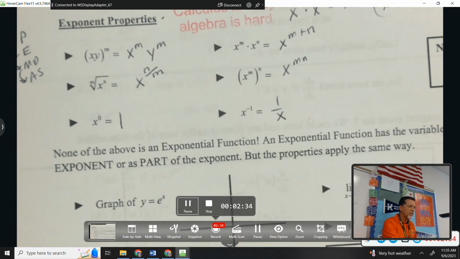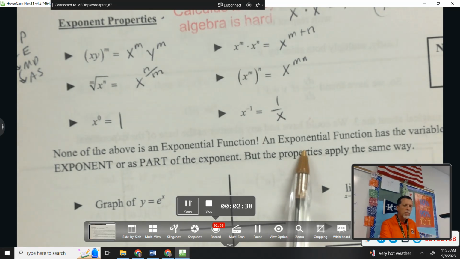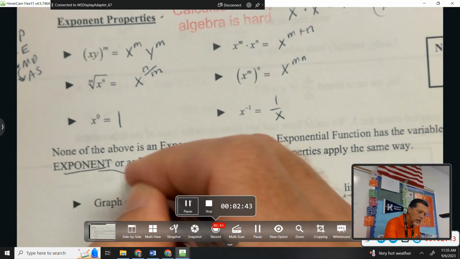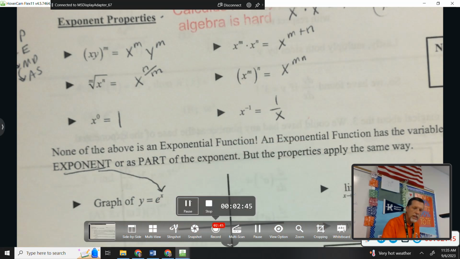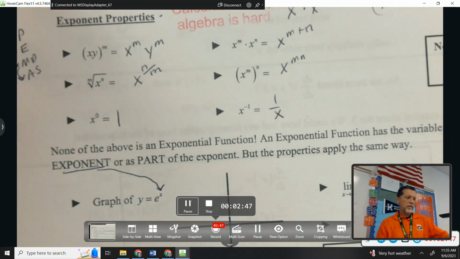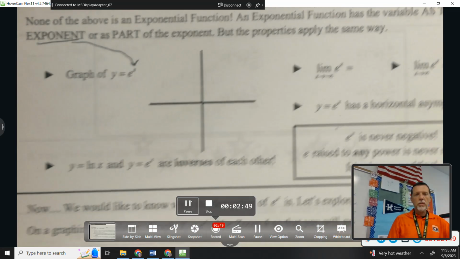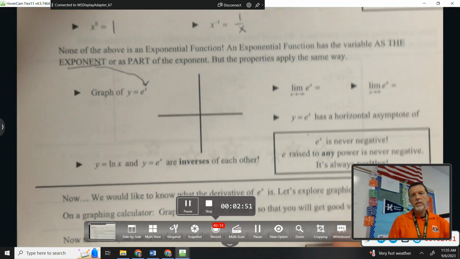It's a little bit of a side note. None of those are exponential functions. An exponential function has to have the variable in the exponent, like y equals e to the x. But there's still properties that we can apply and use.